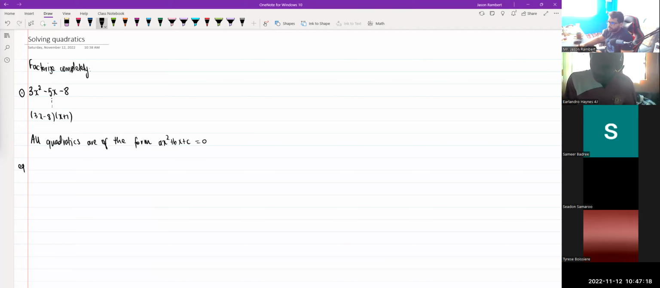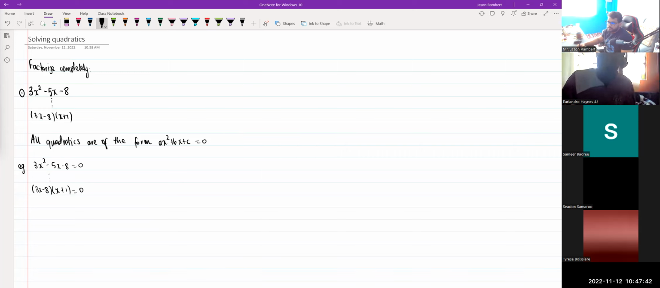So, for example, if I had a quadratic 3x squared minus 5x minus 8 is equal to 0, in order to solve this quadratic, I need to factorize it first, which you all just did. I factorize and I get 3x take away 8 into x plus 1 is equal to 0.